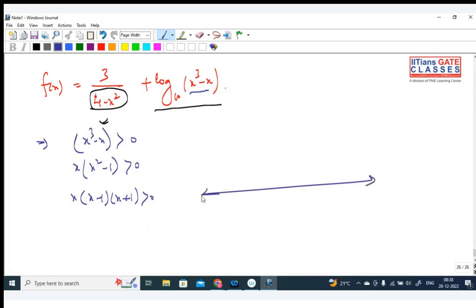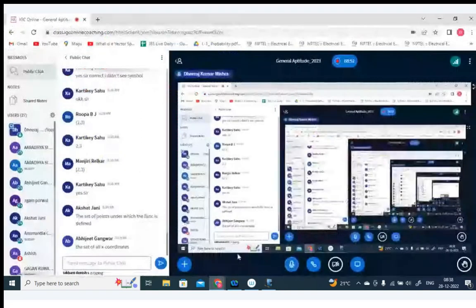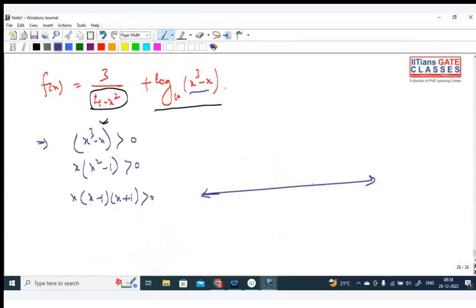I believe many of you might have got the answer, right? But let me try. 1, 0, minus 1. Starting with positive, this is going to be negative, this is positive, this is negative. Now I'm just putting a circle here. What we want is positive only, so this should be okay in this direction. I'm not going to take negative, and this should be included here.